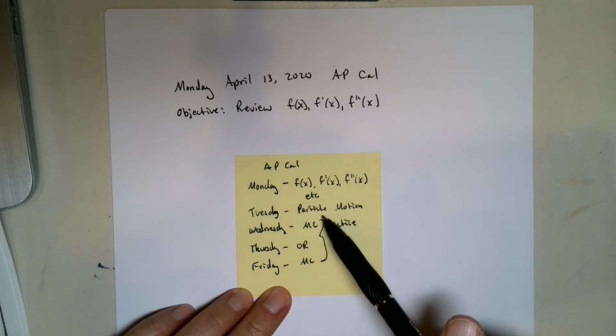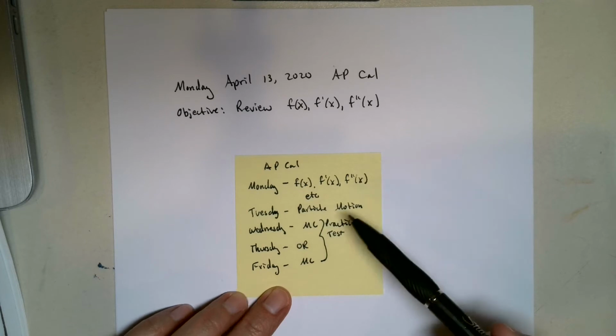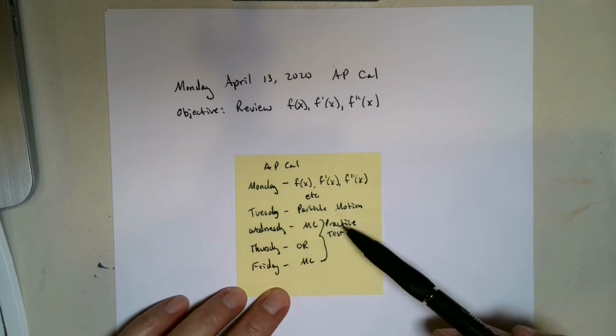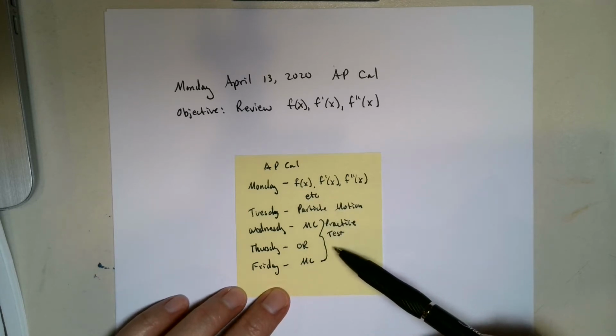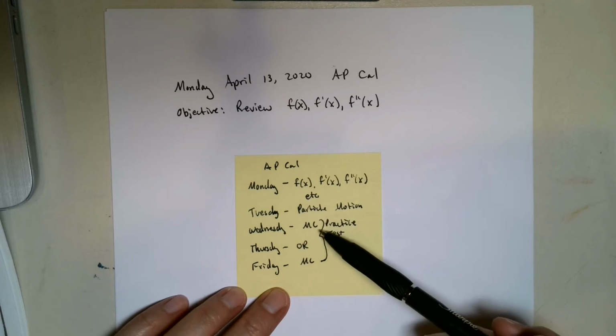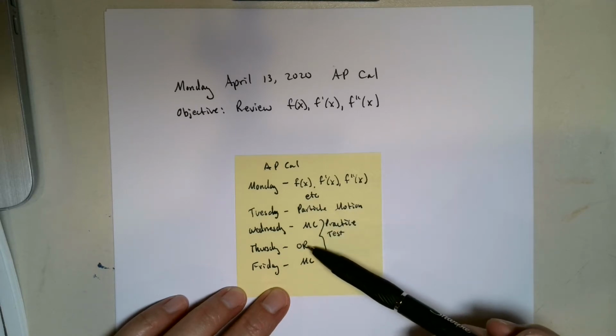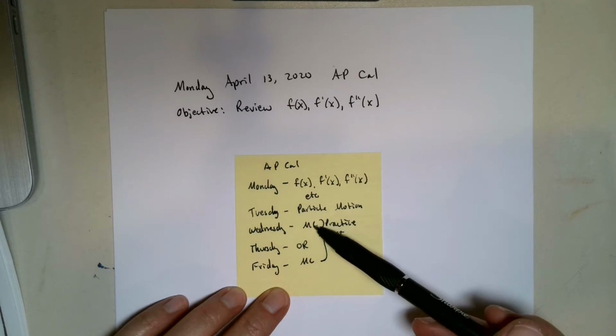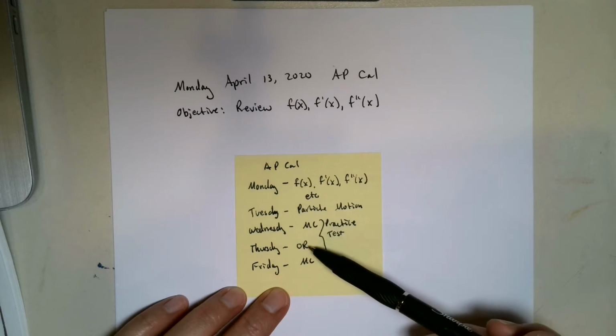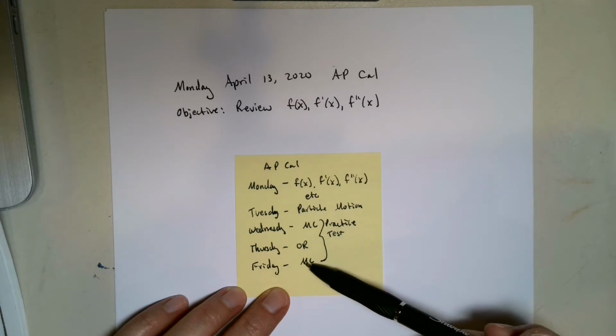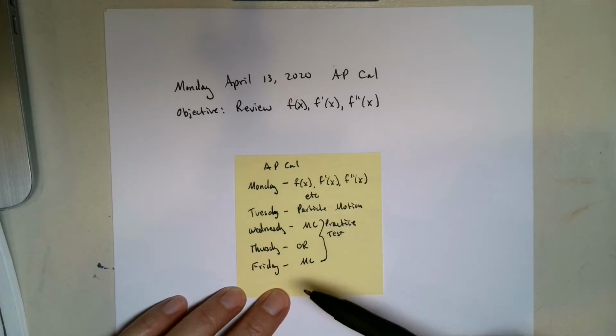Tomorrow, for Tuesday, I want to talk about reviewing particle motion. And then Wednesday, Thursday, Friday, I want us to do another practice test. I think these are really good ways to get our brain back into thinking, and they cover basically the entire year. And so I think it's a good thing for us to practice. So we'll do the multiple choice on Wednesday, the open response on Thursday. You guys get those to me, and I'll get them graded. Multiple choice on Friday, and then we can talk about the results on Monday.